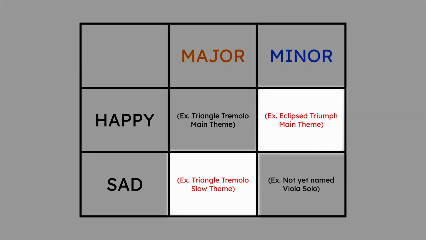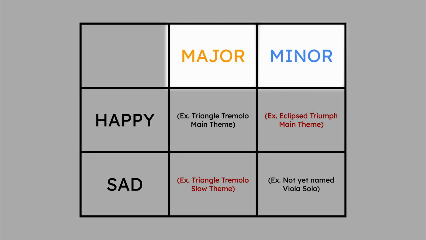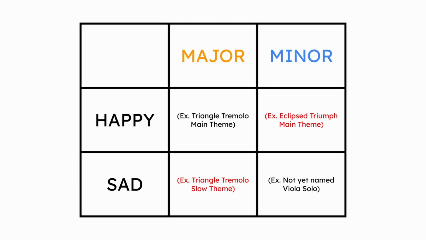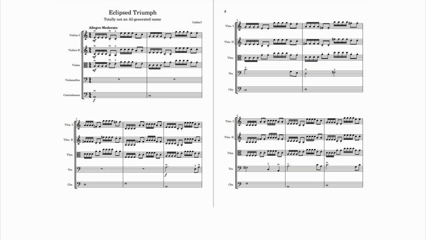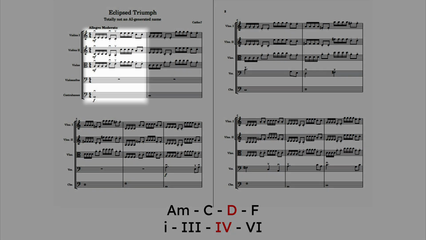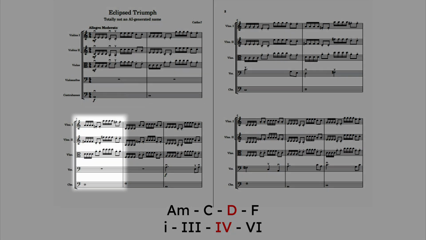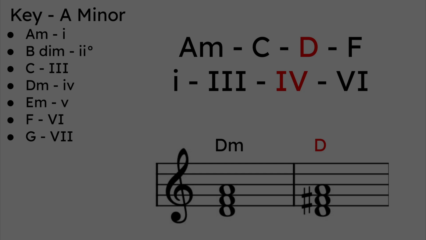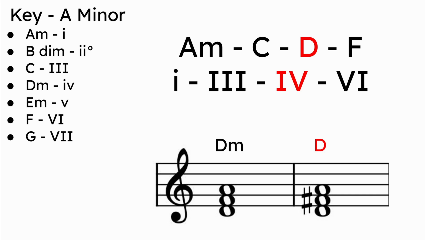Now, these two counterintuitive spots are made in these modes, but are often achieved by taking some elements from the opposite mode. For example, in the painfully amateur-written Eclipsed Triumph, its main theme is composed of these 4 chords, repeated once. You may notice here that the 3rd chord is not a diatonic chord.